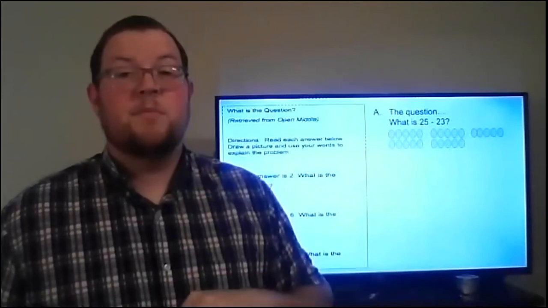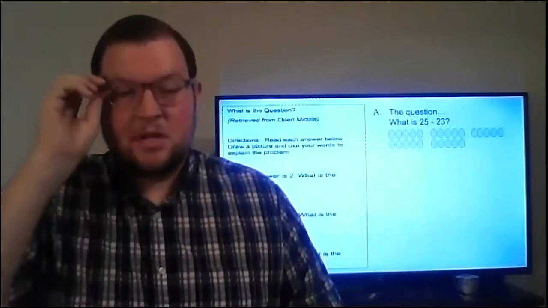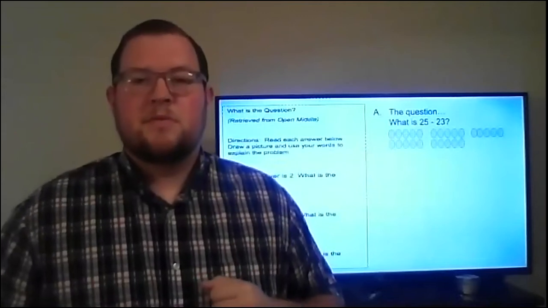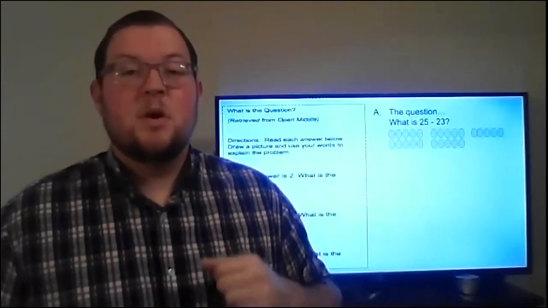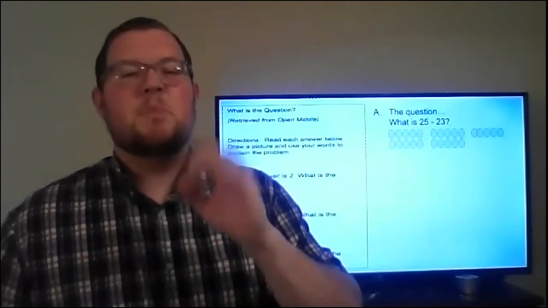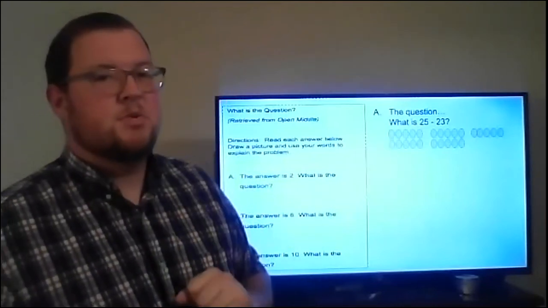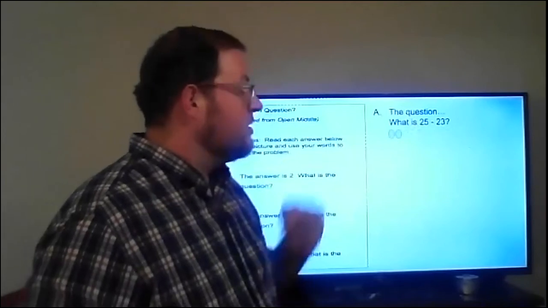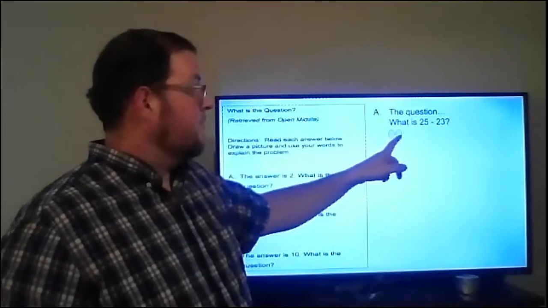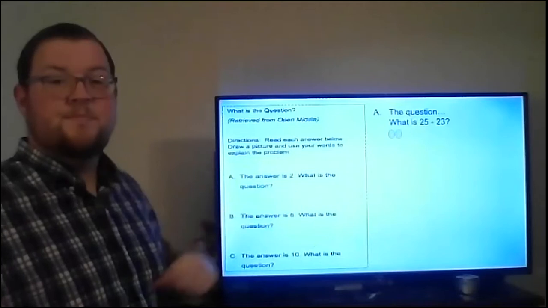Now, you can cross them out. You can color them in and color the 23 a different color. However you find best that works for you, you can go ahead and work with that. If you have manipulatives at home, that'd be even better yet, that you can work with those. So I'm going to go ahead and show you 25 minus 23 up here. So as you see, 23 of my circles have gone away. I'm left with 2 little circles left, which is our answer here.